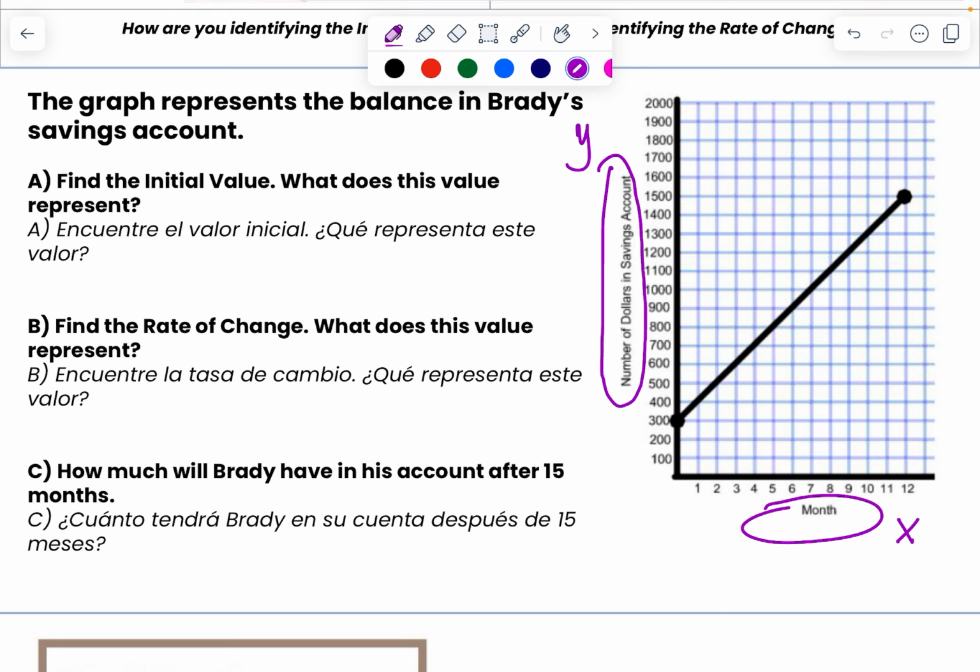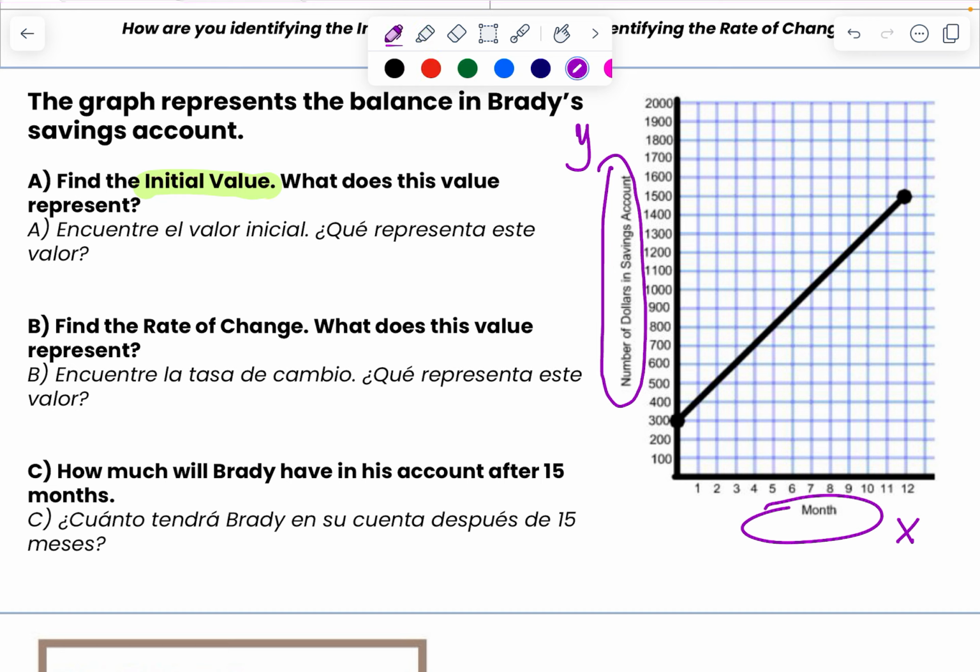So x, we can see it's the month, and it's 1, 2, 3, 4, 5, 6, 7, 8, 9, 10, 11, 12. That makes sense. There's 12 months in the year. Perfect. The y-axis is the number of dollars in their savings account. And that makes sense because this whole problem is about how much money Brady has in his savings account. So, good to know. So, question number 1 says, find the initial value and what does this represent?